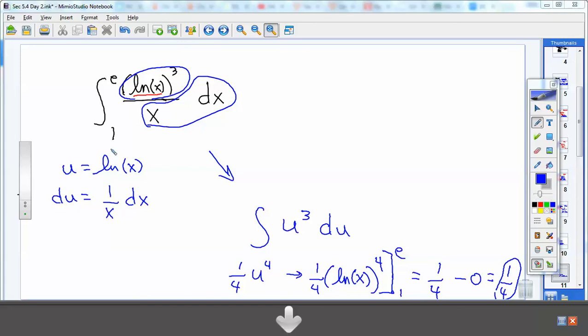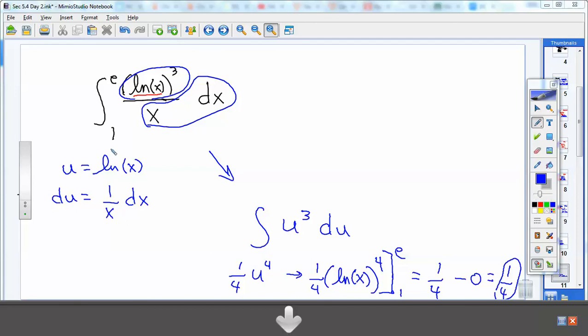So we take our u, which was ln x, and we put that back in. So we get 1/4 ln x to the 4th power. And then we do our right bracket, 1 to e, right? Because we just found big F. So now we plug in an e. ln e is 1. So 1/4 times 1 to the 4th, that'd be 1/4.